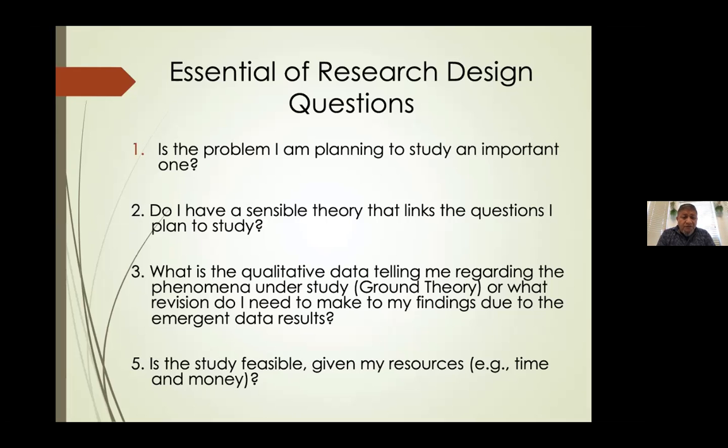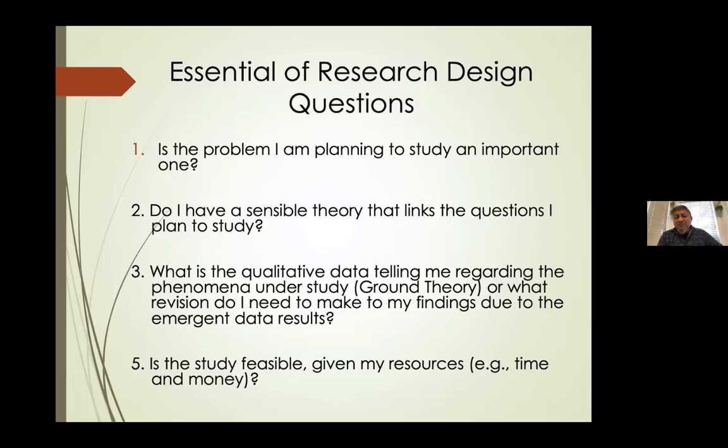Is the study feasible given my resources, time and money? The other thing you've got to be thinking about, like I said before, is that the feasibility of the study can also depend on the complexity of the issues we're studying. So if you want to study the whole Bronfenbrenner model, most likely that's not feasible. It's not doable. But there are also other reasons that make things unfeasible.